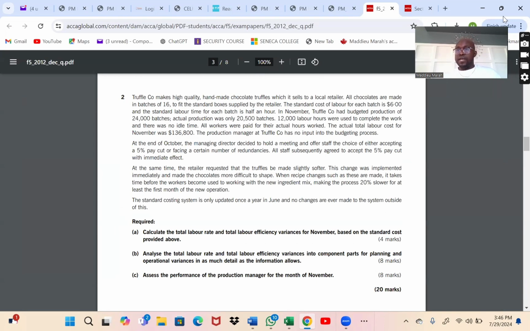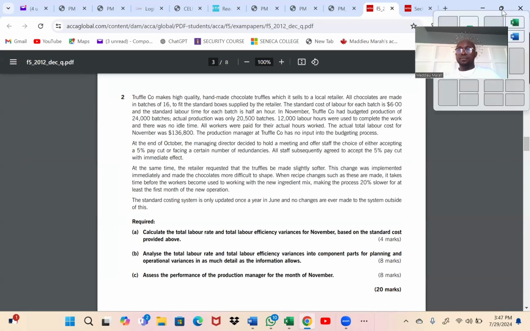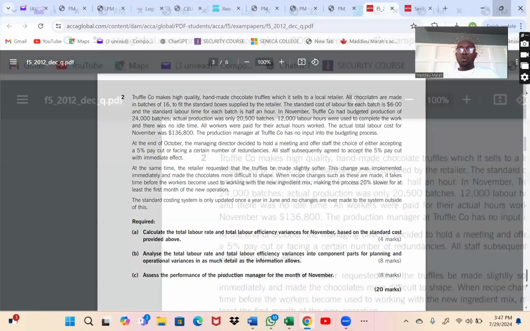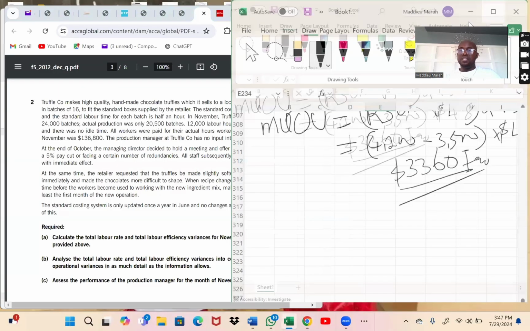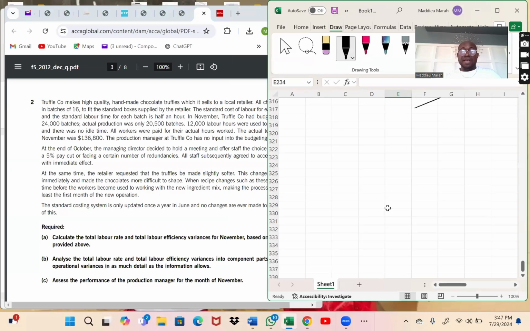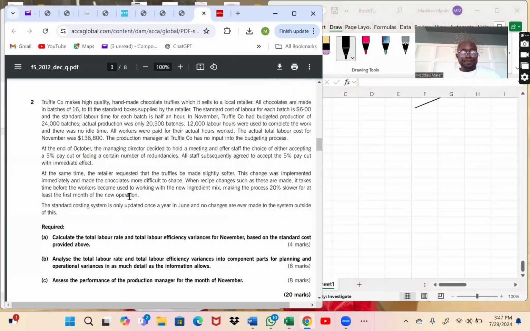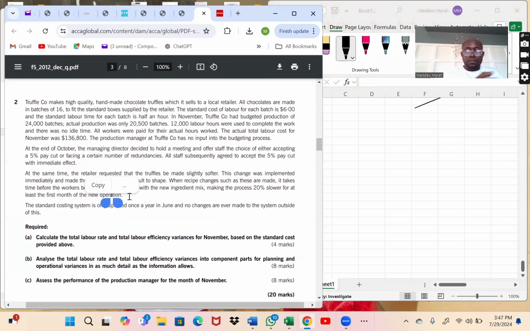So let's see how we can break this question down. Always remember, when you want to do variance analysis, you need to make a table. Make life easy for yourself. Make a table. Now, what's the requirement? Calculate the total labor rates and total labor efficiency variances for November based on the standard cost provided above. So the basic variance, 4 marks.